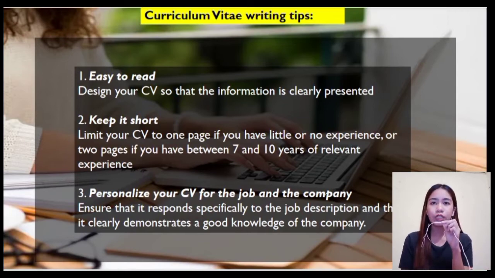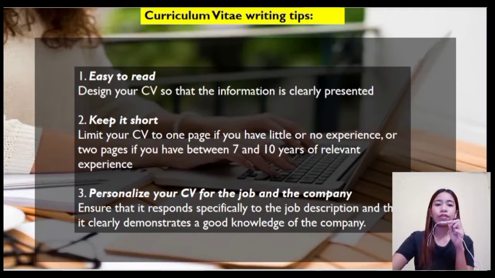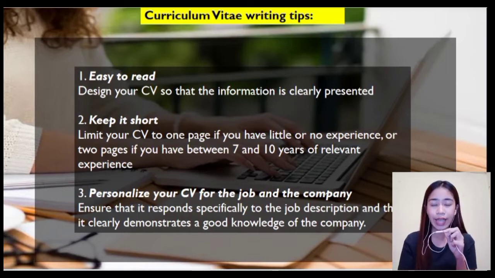First is we need to ensure that it is easy to read. Design your CV so that the information is clearly presented. We need to create our CV in such a way that the information is easily accessible so that recruiters will see immediately that you have the right skills, experience, and motivation for the job.